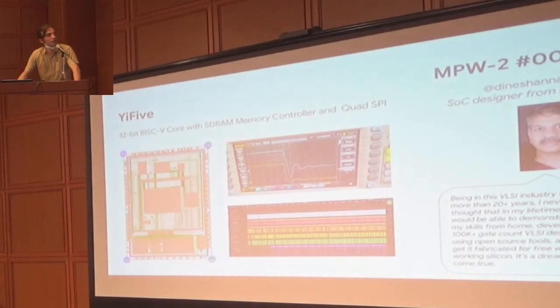The first design I wanted to showcase is the i5. It's a 32-bit RISC-V core with an SDRAM memory controller and a basic peripheral. It's actually done by a veteran of the industry, someone from Intel with more than 20 years of industry experience. But he didn't have any experience with using open source tools or open source projects. One comment that he had is that he never thought he would be able to do this kind of work from his laptop 20 years ago. And so that's a good validation that the democratization is working.